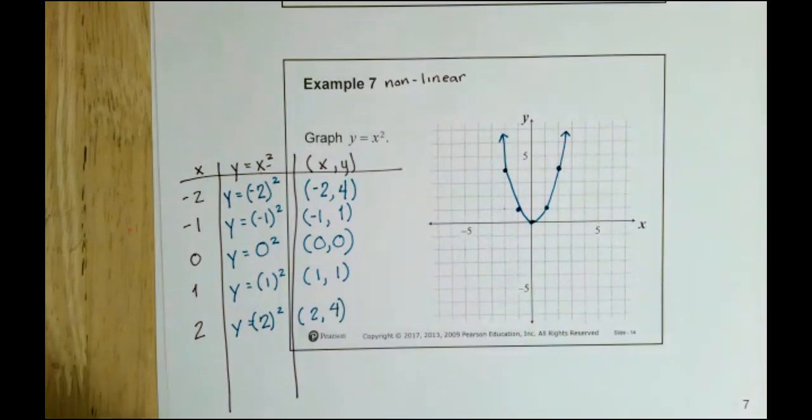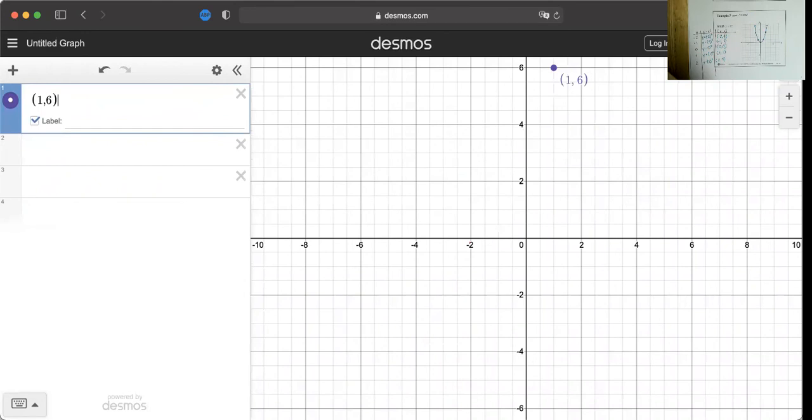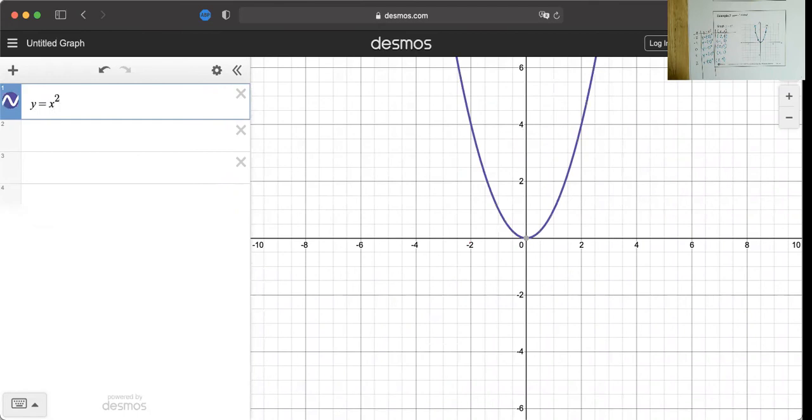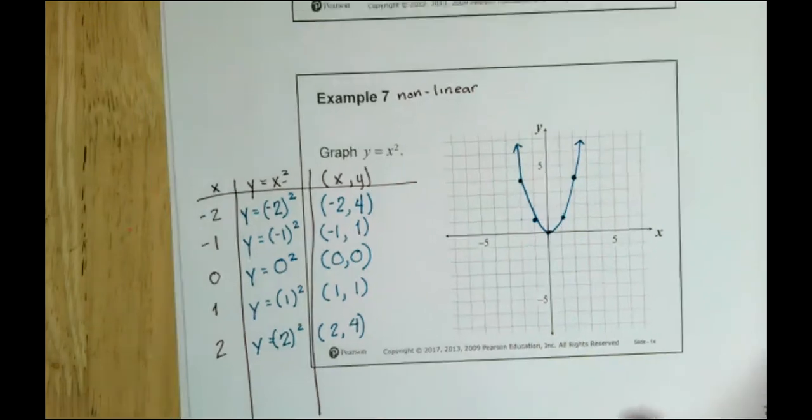And on Desmos, it was y equals x squared. So if I just say y equals x, that's a straight line because x is raised to the first power, but x squared becomes a curve. And then they intersect here and here. All right, so we know we plotted our points correctly. Let's go to example 8.